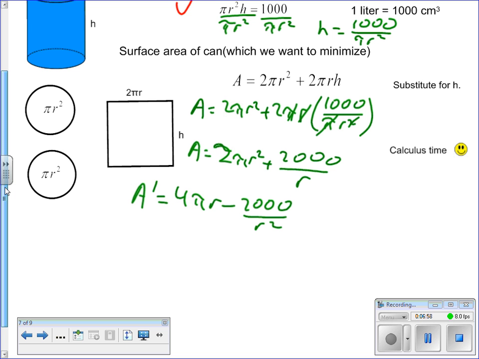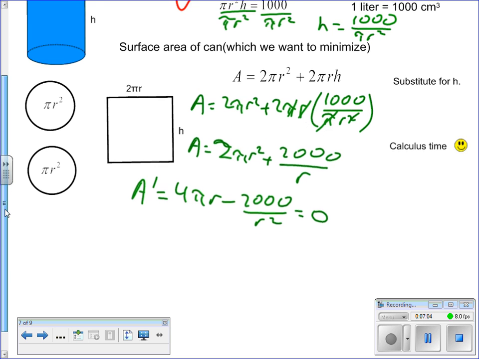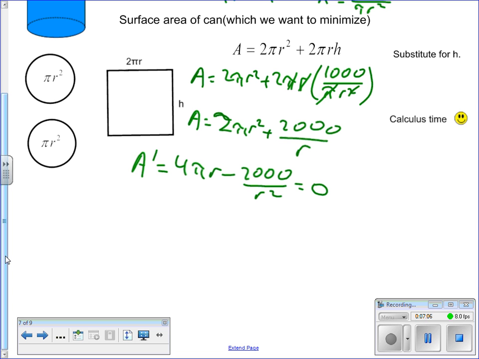And what do we do to that? We set it equal to 0. So I can solve, do some math, do some working out. So if I get 4 pi r equal to 2,000 over r squared, right?